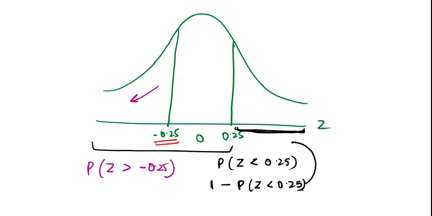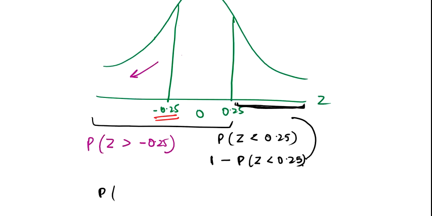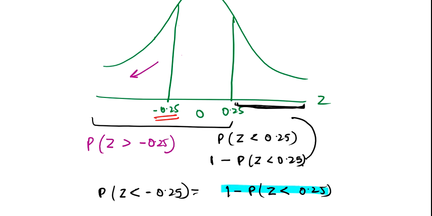Clear? Now try to think one more thing. The probability for Z less than minus 1.25 is equal to 1 minus the probability of Z less than 1.25. See what I have written. This portion is equal to this portion, and this portion is equal to this portion. They are going to remain the same because they are symmetric in nature. Hopefully you are getting the point.